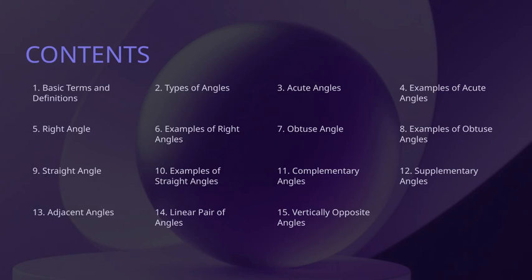We'll start with basic terms and definitions, which are essential for understanding all kinds of angles. Then, we'll explore different types of angles, such as right, acute, obtuse, and straight angles. We'll see real-life examples of each to help visualize these concepts. We'll also discuss related concepts like adjacent angles, linear pairs, and vertically opposite angles. These are angles that have special relationships with each other.